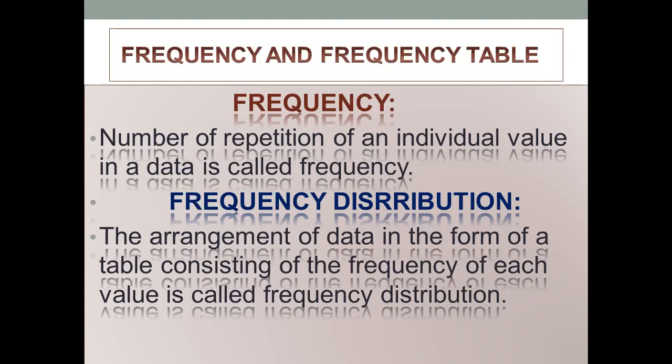Before starting the exercise, let us know the definition of frequency and what frequency distribution is. The number of repetitions of an individual value in data is called frequency. Frequency distribution: the arrangement of data in the form of a table consisting of the frequency of each value is called the frequency distribution. When we arrange the data in the form of a table and write the frequency of each individual class, that table is called a frequency distribution table.